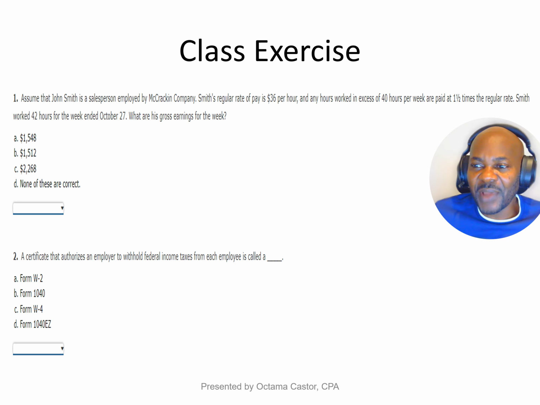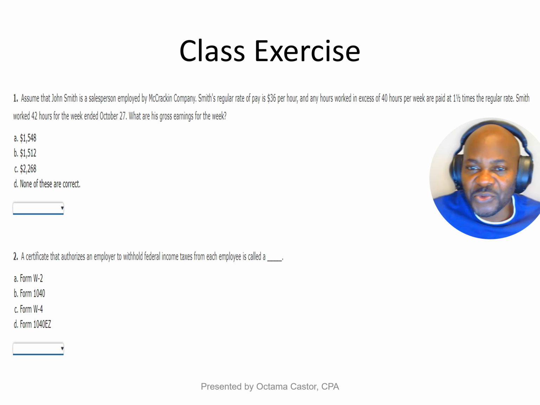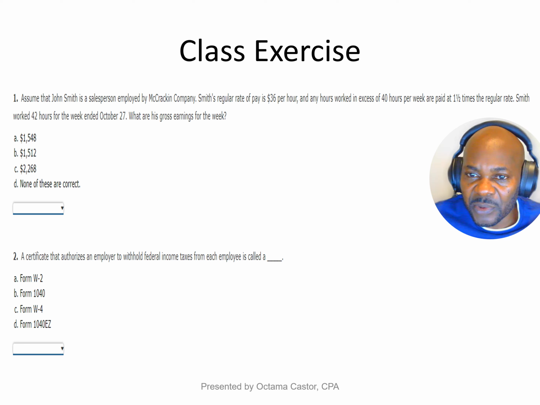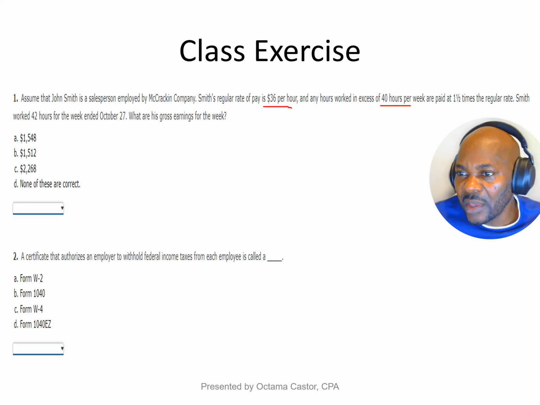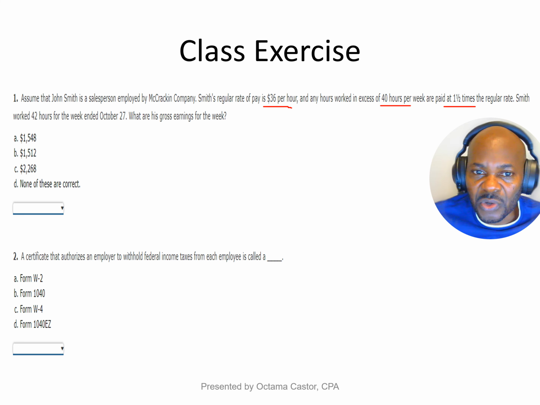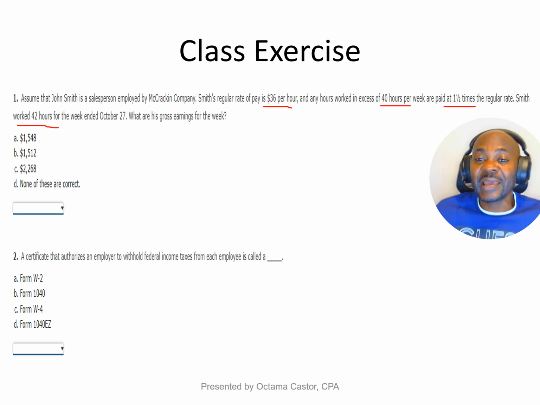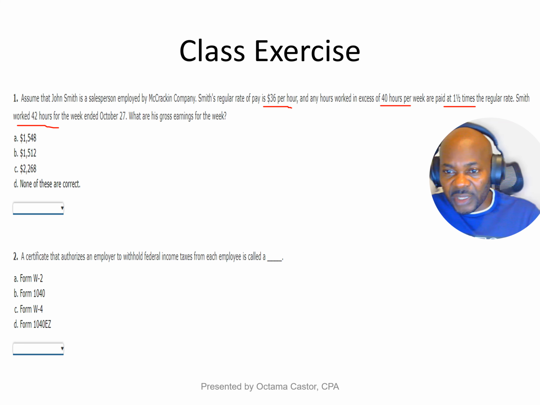Okay, let's take a look at this class exercise to help illustrate what we just went over about payroll. This employee is a salesperson. He earns $36 an hour and he works 40 hours a week and is paid time and a half for any hours worked over 40 hours. Okay, so he works 42 hours for the week, and let's see what is his gross pay. The first thing we need to do, look at these answer choices, right? 1,548, 1,005. So the first thing we need to do is to really calculate the earnings for the week.